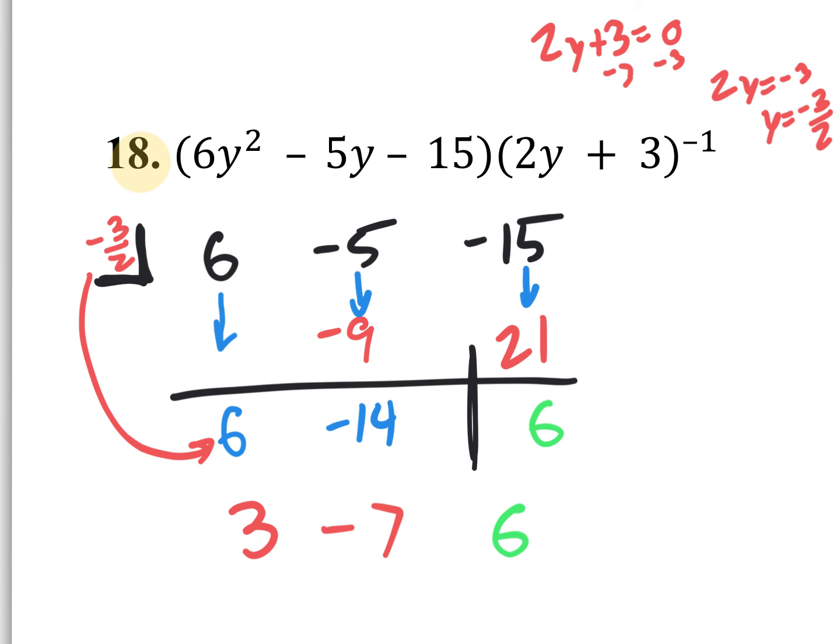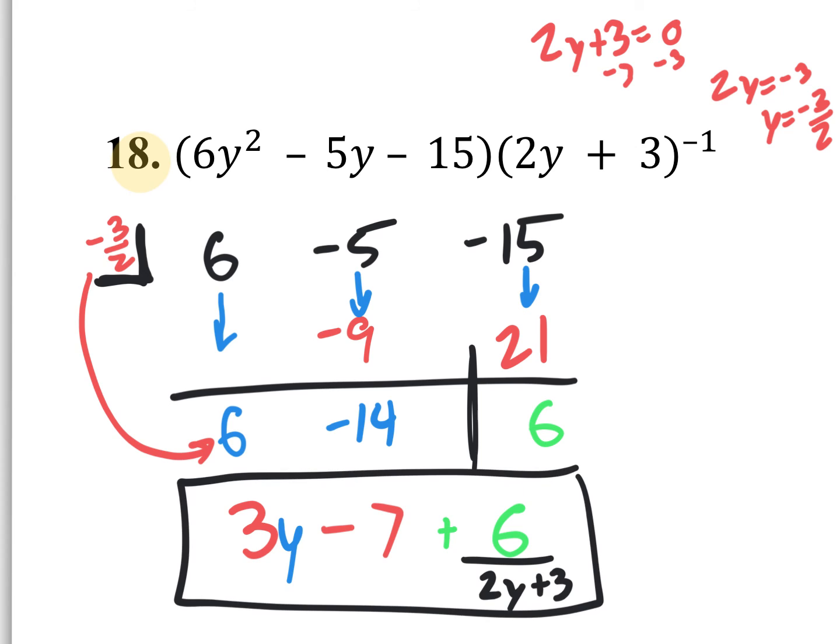So yes, it's kind of weird. But what is our answer going to be? We said 6y squared divided by 2y is 3y, so that's a 3 with a y. The minus 7 is the constant, and we know that the 6 is the remainder over the original divisor, 2y plus 3. So there's your answer.